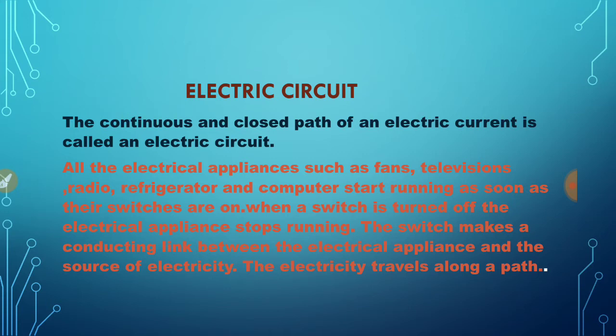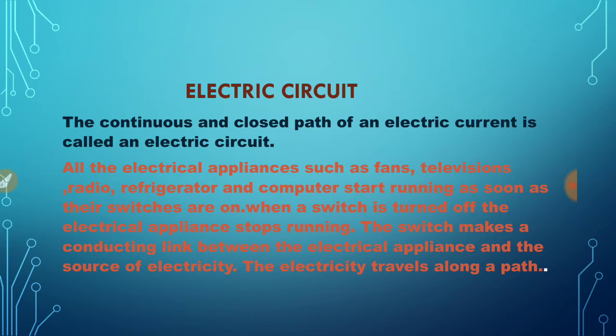In our daily life, all the electrical appliances such as fans, televisions, radio, refrigerator, computer start running as soon as their switches are on. And when we turn off the switches, electrical appliances stop running. The switch makes a conducting link between the electrical appliances and the source of electricity. So the electricity travels along a path.